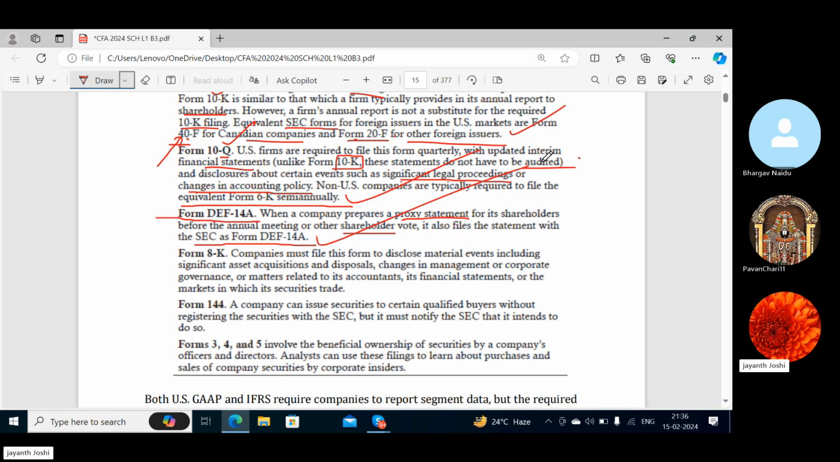Form 8-K: companies must file this form to disclose material events, including any kind of important assets they have, like big spendings, some assets they have purchased or some disposals they have made, or changes in management or corporate governance, or any matters related to its accountants, its financial statements, or the markets in which its securities trade.